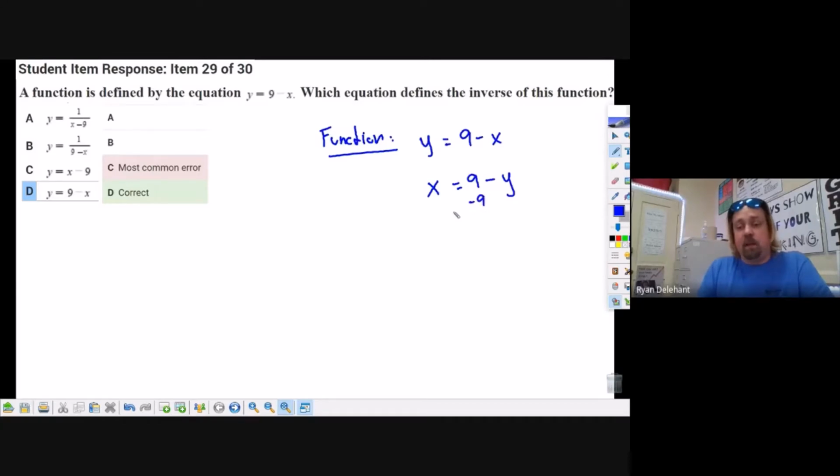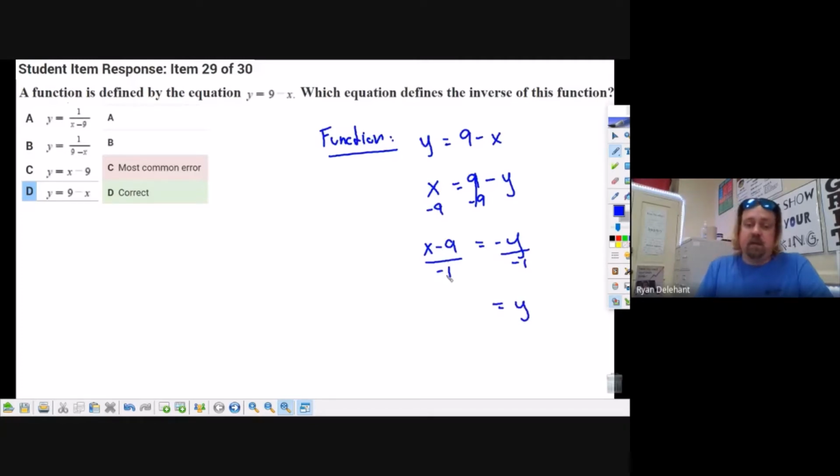So we're going to minus 9 to the other side. This turns into x minus 9 and cancels here. And we get negative y equals x minus 9. And then to get rid of this negative in front of y, we need to divide everything by negative 1. That division by negative 1 gives us y.